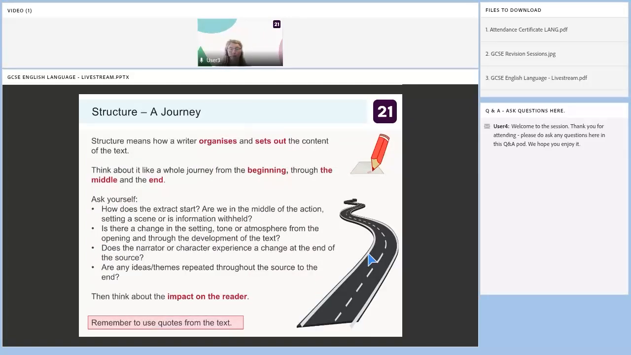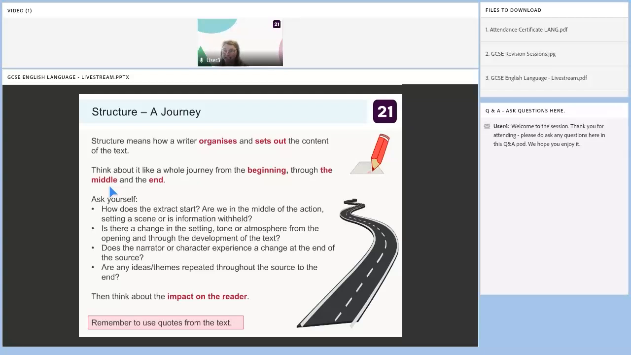So with paper 1, question 3, think about the structure as a journey. And I love this image. So think about how the text is organized. How does the text start? Where do we begin? Are we in a busy action setting, or is it describing a place? Are we in a character's head? Think about the middle of the extract. Where do we go next? Does something change? Is there a new focus?